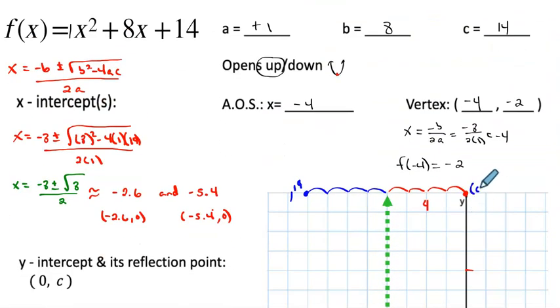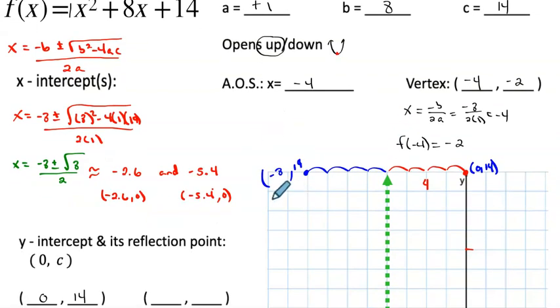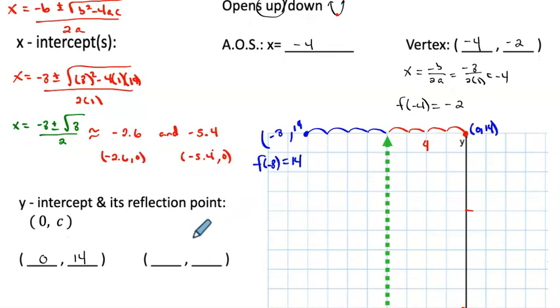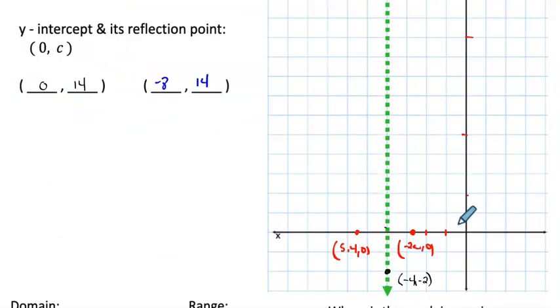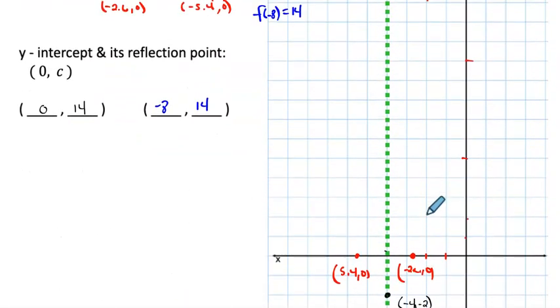Because this is my y-intercept, 0, 14, which is 4 units away from negative 4, that's going 4 units to the right of negative 4. If I go 4 units to the left of negative 4, this will bring me to negative 8, 14. You could easily verify this: if you plug f of negative 8 into your function, you will get 14. Now I have a reflection point, negative 8, 14. So I've got my vertex and two coordinates to the left of the vertex, and two coordinates to the right. That's more than enough for me to make my graph.